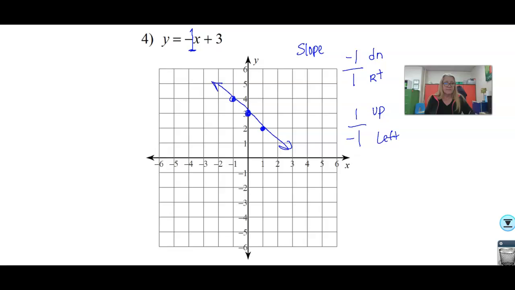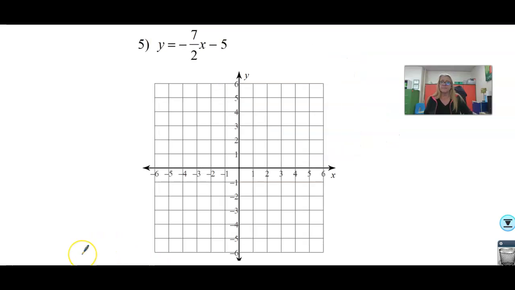Let's see if we can get to one that doesn't have a 3 for a y-intercept. Oh, goody. Here's a new y-intercept for us. All right. It says we have a negative 7 halves slope. So if we have negative 7 halves, we can choose if the negative goes to the 7 or if it goes to the 2. But remember, with a negative slope, only one of the numbers can be negative. If they were both negative, it would be a positive slope. Our y-intercept is negative 5. So we put a dot on the y line at negative 5.